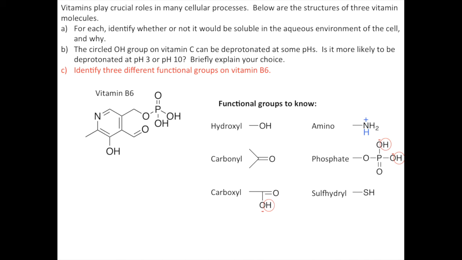Once you know these functional groups, they should be pretty easy to identify in biological molecules. In vitamin B6, we have 3 of them. This hydroxyl down here, the carbonyl here, and the phosphate group here. And that's how you can work your way through questions that ask about interactions with water, the behavior of molecules at different pHs, and different functional groups.